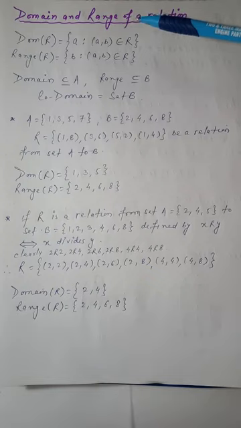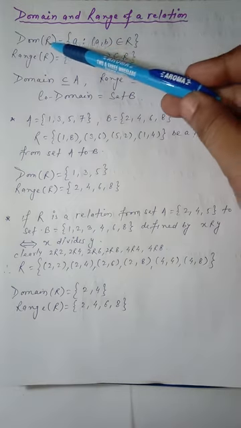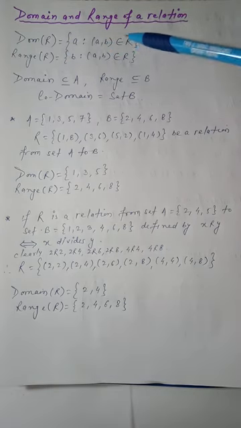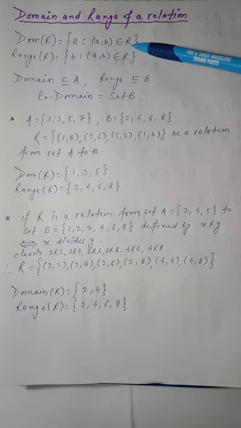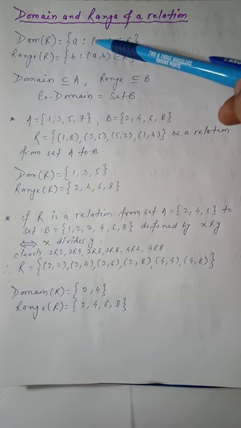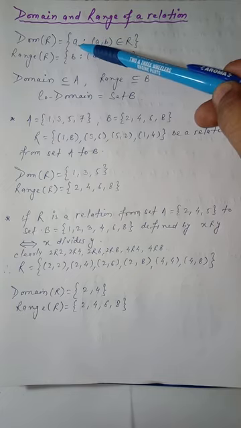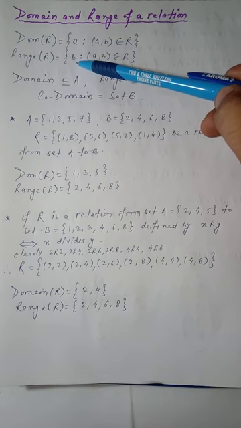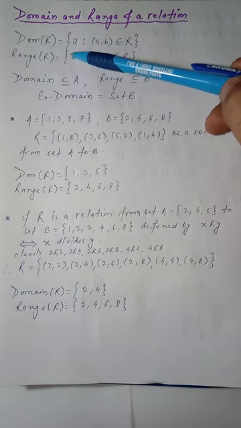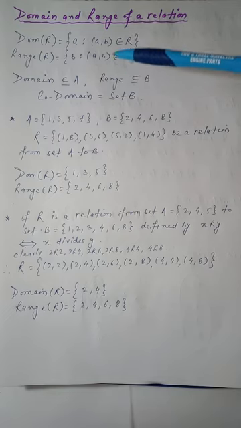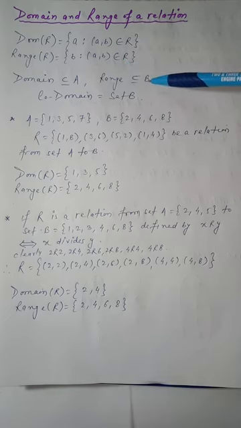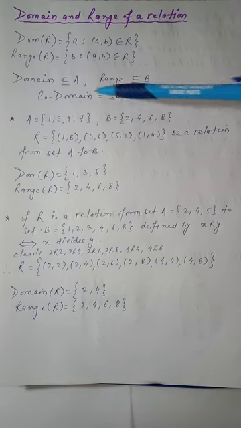So if a relation R is written in the form of a set, then domain of R is equal to {a such that (a, b) belongs to R}. It means if all the elements of R are written in the form of ordered pairs, then all the first elements are the domain and all the second elements are the range. And please remember, domain of relation R is always a subset of A and range of R is always a subset of B, whereas set B is always the codomain.